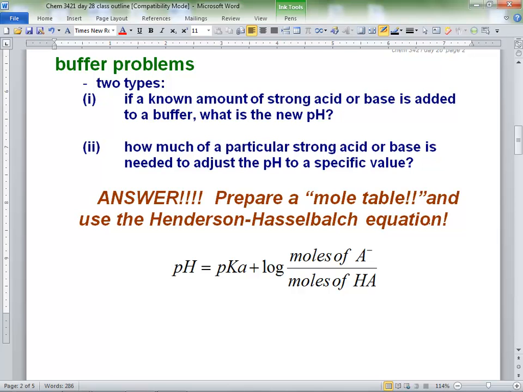So there's some pre-work we've got to do before we can even work these. But essentially what we're going to do is make a mole table, and then we'll plug our results in here. Okay, make a mole table. Of what? Well, we'll write a little reaction of what's happening. Like if we're going to add an acid, then we'll have a little H plus and our conjugate base, our buffer, and we'll make a little mole table to keep track of stuff so we can plug them into our equation.